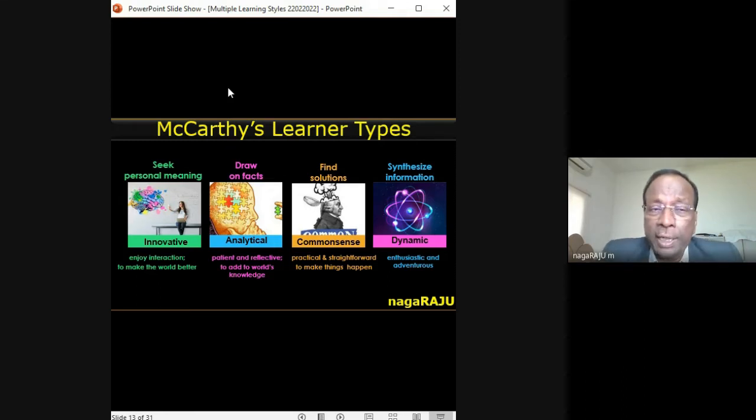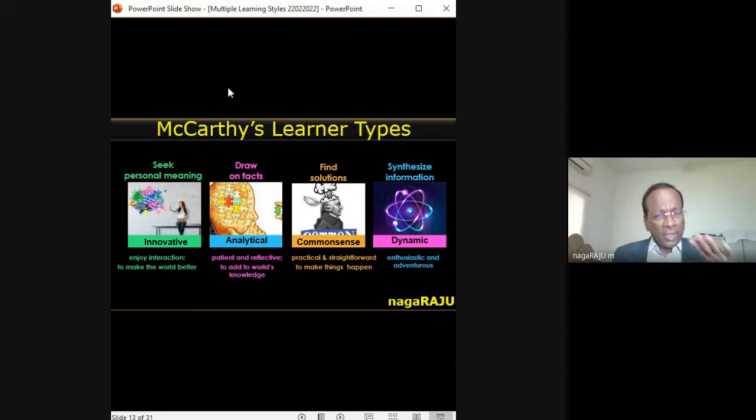And the fourth category that McCarthy found was students who come to synthesize information, apply critical thinking by being very enthusiastic and being dynamic. They would like to find solutions by being adventurous. Adventurous is the ability to think laterally, apply a creative approach to what they are learning, and go beyond what the teacher tells them, go beyond what the textbook teaches them, go beyond the classroom and think beyond that. So that is the fourth category.